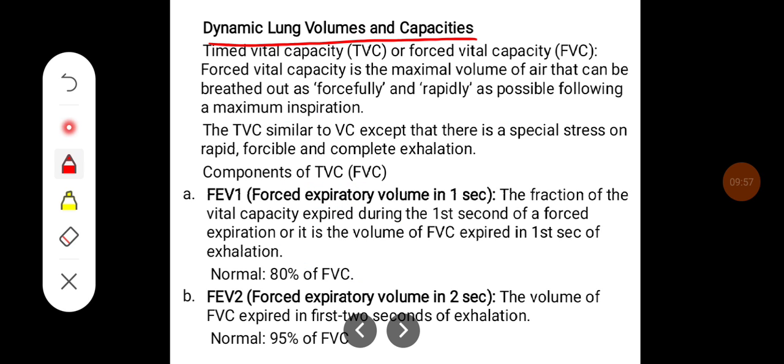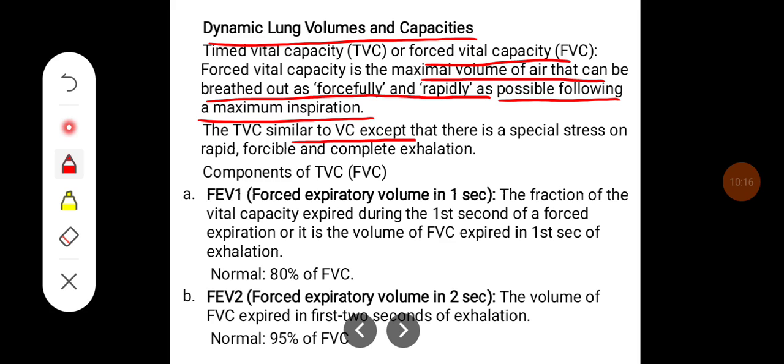Coming to dynamic lung volumes and capacities: timed vital capacity or forced vital capacity. Forced vital capacity is the maximal volume of air that can be breathed out as forcefully and rapidly as possible following a maximal inspiration. The timed vital capacity is similar to vital capacity except that there is a special stress on the rapid, forcible and complete exhalation. Components of timed vital capacity are FEV1, that is the forced expiratory volume in 1 second.